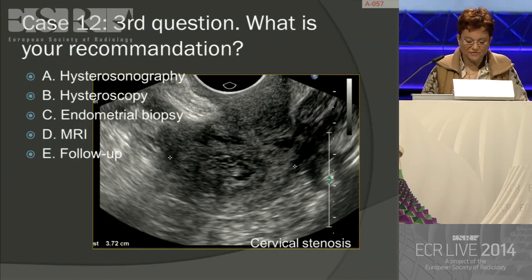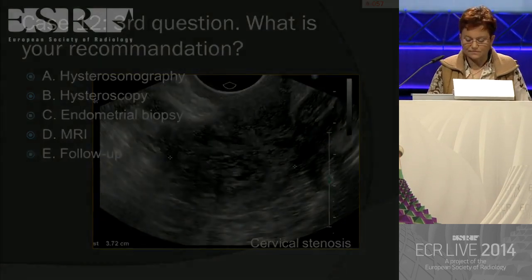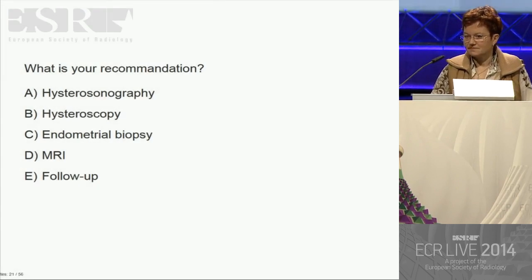Now, the third question for this case is, what is your recommendation in a patient that has this type of image of her sagittal uterus? Would you perform hysterosonography, hysteroscopy, endometrial biopsy, MRI, or follow-up? So she's been under tamoxifen for 4 years. Please vote. She also has cervical stenosis.